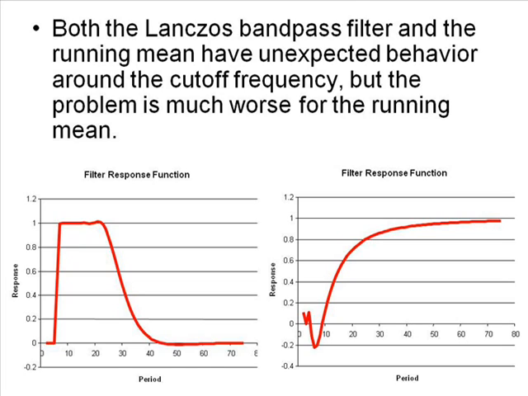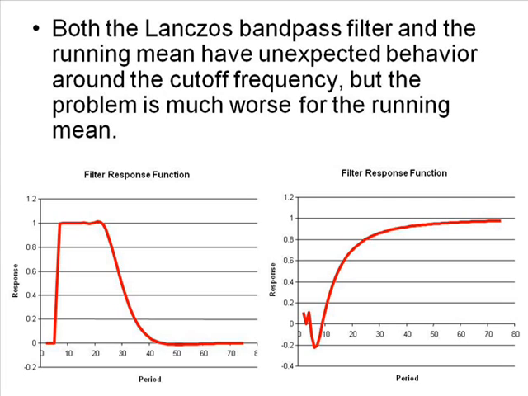Notice, for example, that at a cutoff period of 9 months for the running mean, you actually have 0 response there. It's one of the few places you have actually 0 response. Running means just have strange properties when it comes to their frequency response function. Still, this frequency response function that we have for the Lanczos filter is just not that bad.